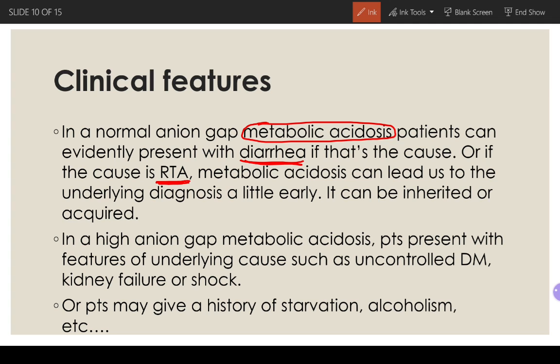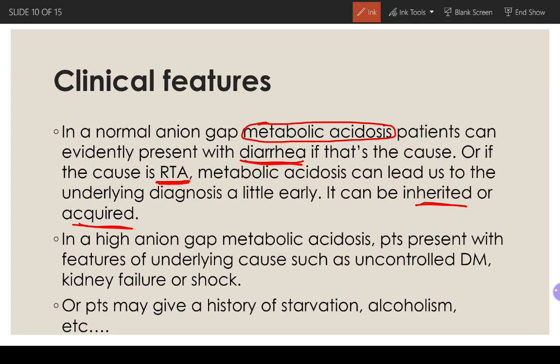So metabolic acidosis is a feature that's a presentation in RTA, which can tell us that the person has RTA a little early so that we can treat the person. So RTA can be inherited or acquired.